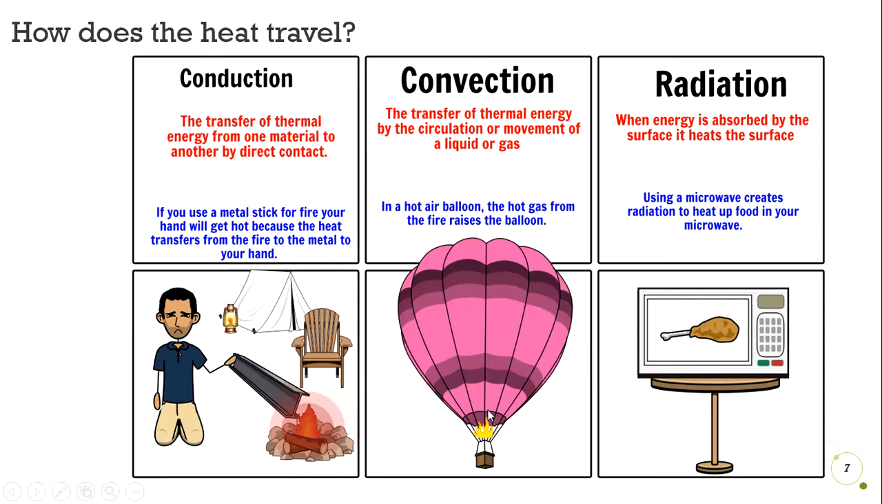So this was convection, the transfer of energy by the circulation or movement of a liquid or gas. In a hot air balloon, as you see, the hot gas from the fire rises, becomes cooler, comes down again, gets warmer again, then goes up, right? The cooler air will sink, warmer air rises up, cools, sinks, again gets warm, and this is what keeps the balloon flying.